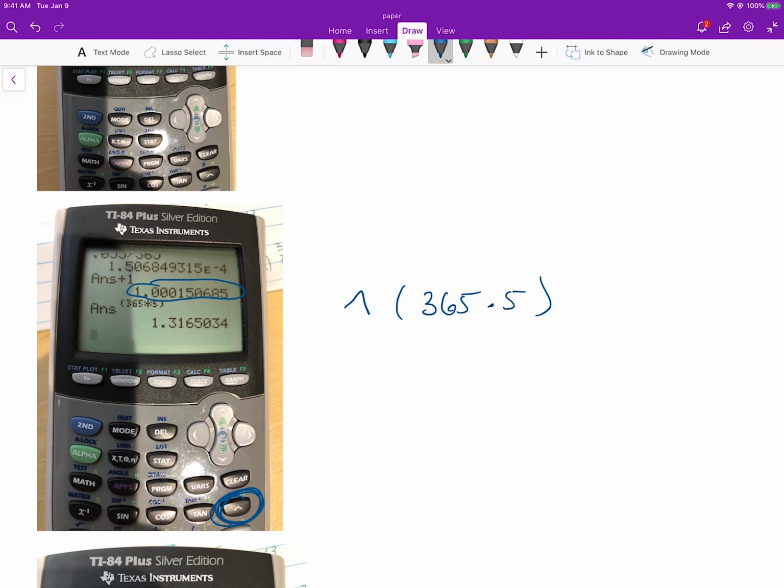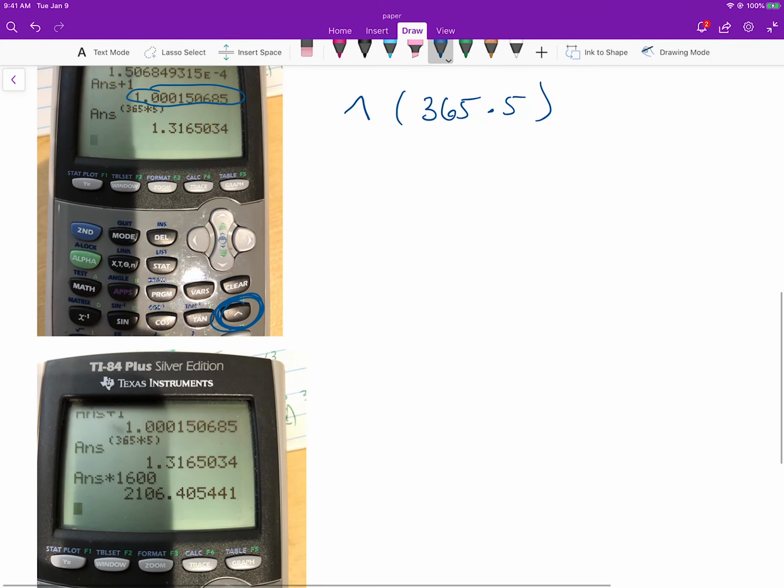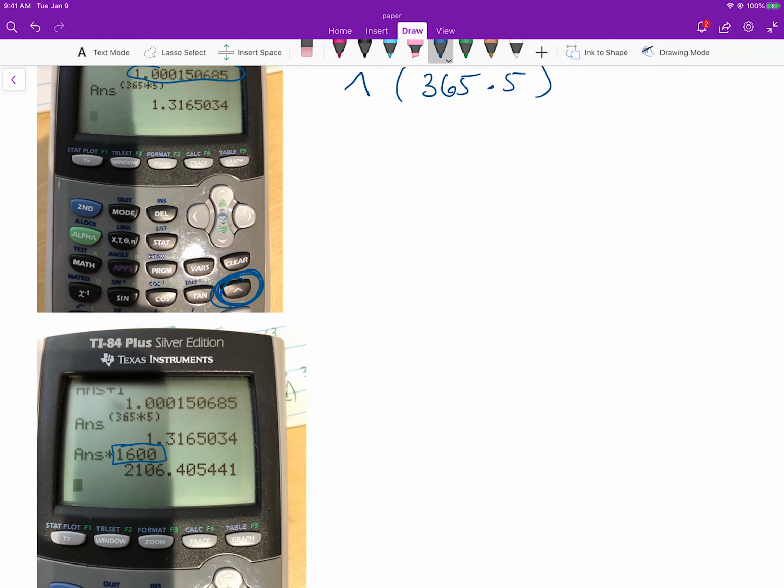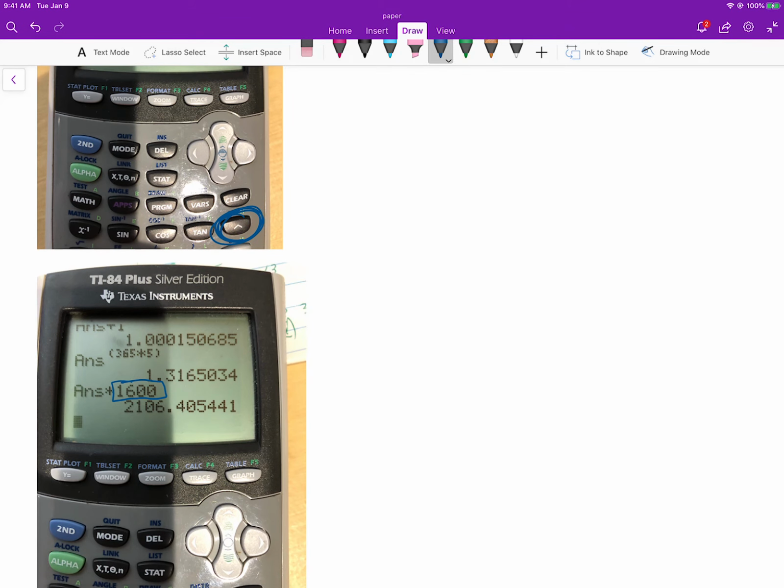And then we have this amount, and then I multiplied it times the initial value, the principal. And then we ended up with the same answer as if I put it in all at once.